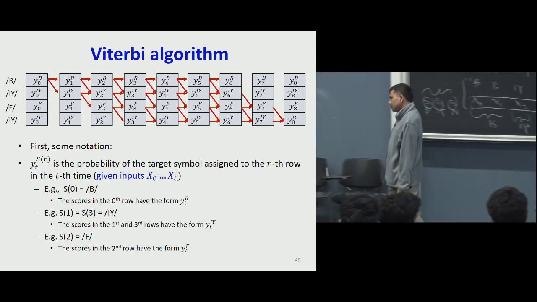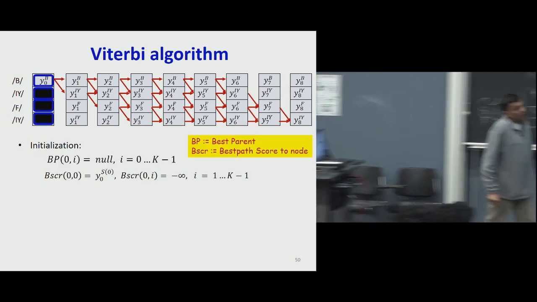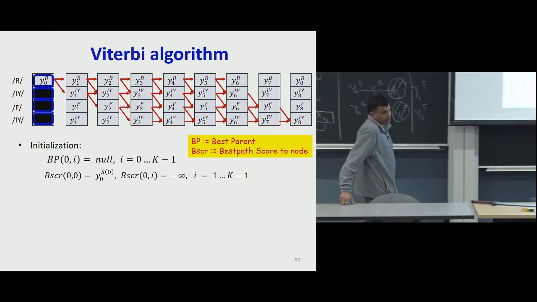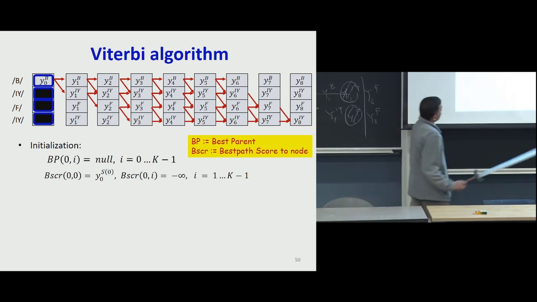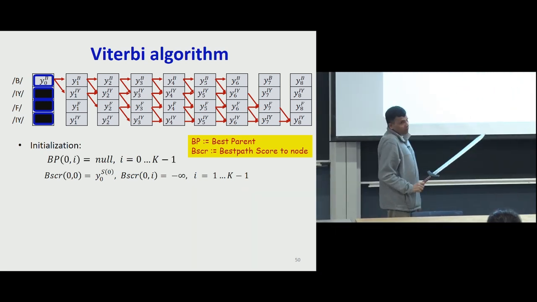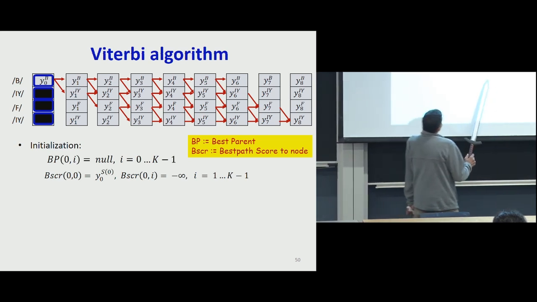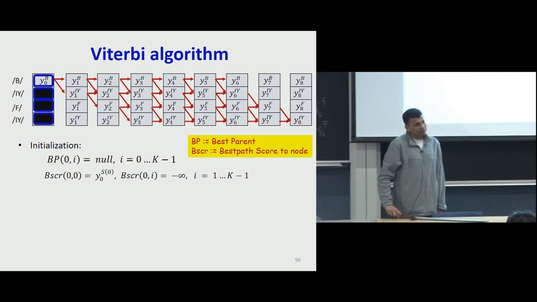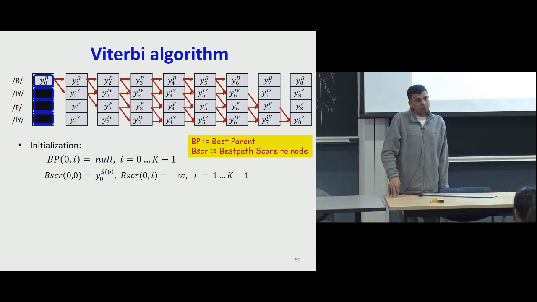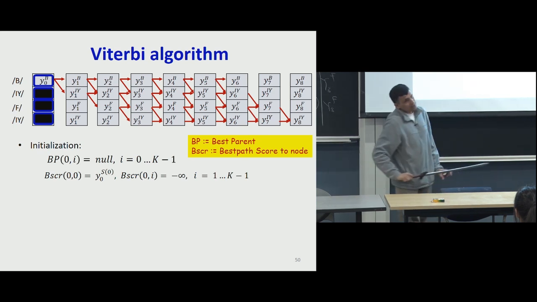And now, at the very first instant, I'm only allowed to start at the top left. So I don't have to worry about the parent for the top left. There is no parent. The parent is a null. So to the top left, to that one guy, I'm going to assign the score of the probability of the first symbol. And for the rest of these guys, I'm going to assign a probability of minus infinity, just so we know those things are impossible, right? And the best parent for the first guy, of course, the first guy doesn't have any parent.